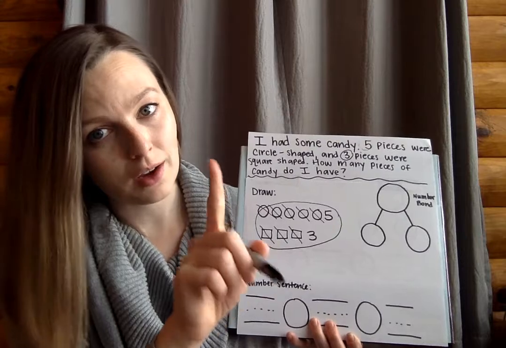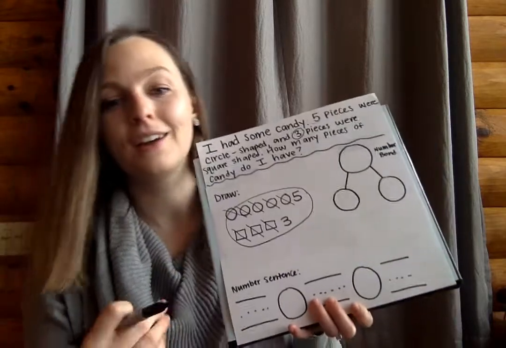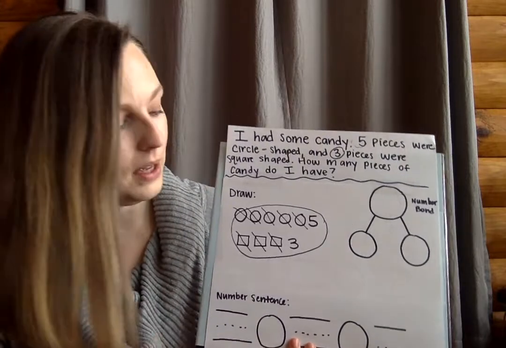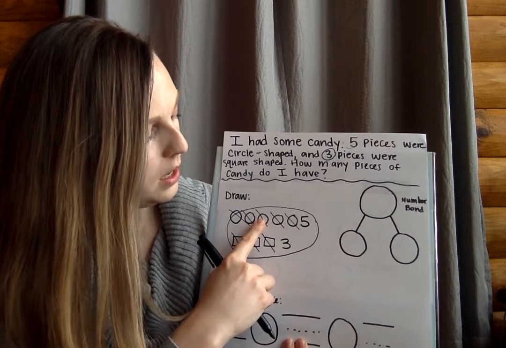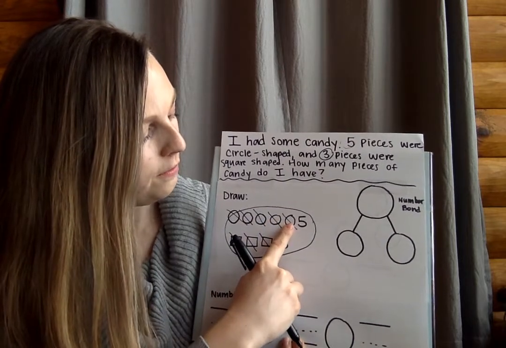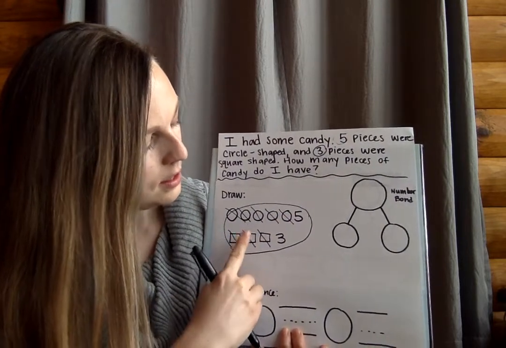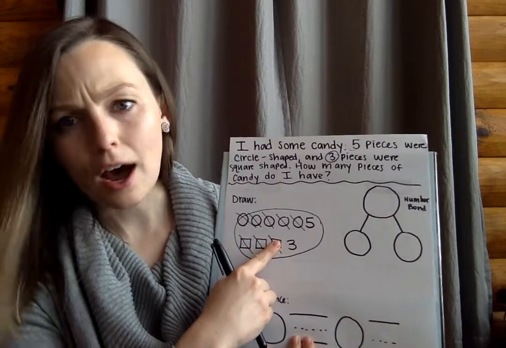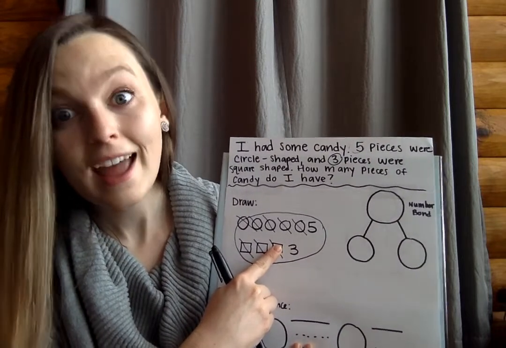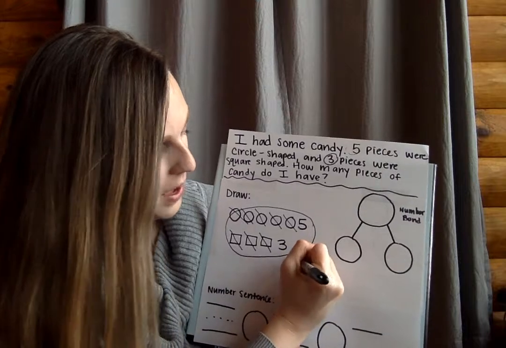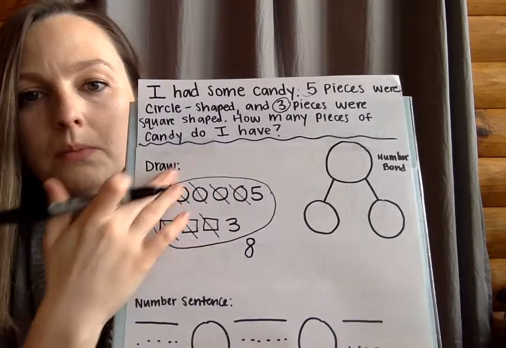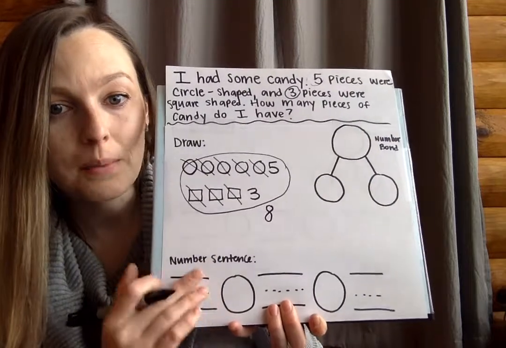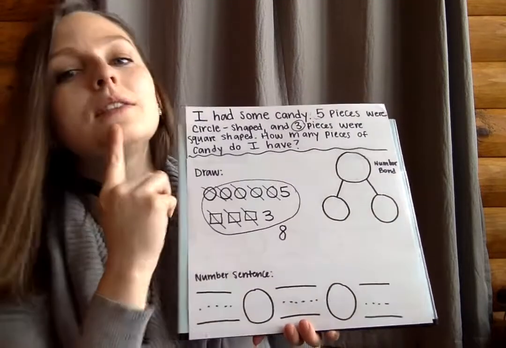I'm going to check my work and count one more time. Go back, go back. Go back and count again. Here we go. 1, 2, 3, 4, 5, 6, 7, 8. How many do I have all together? 8. You're right. We have 8 pieces of candy all together. So here's my drawing.